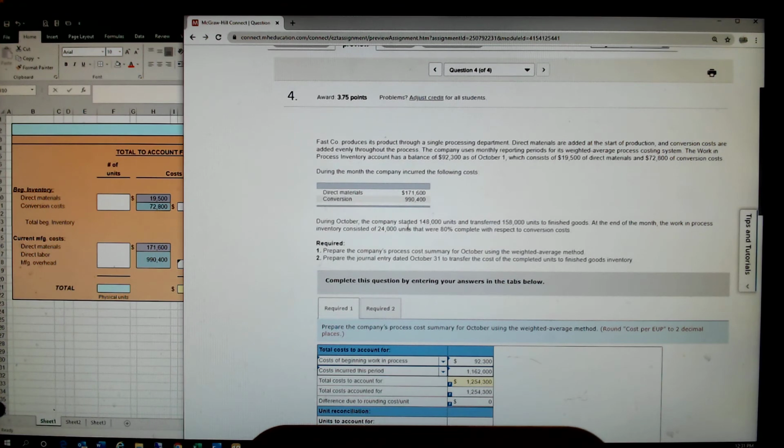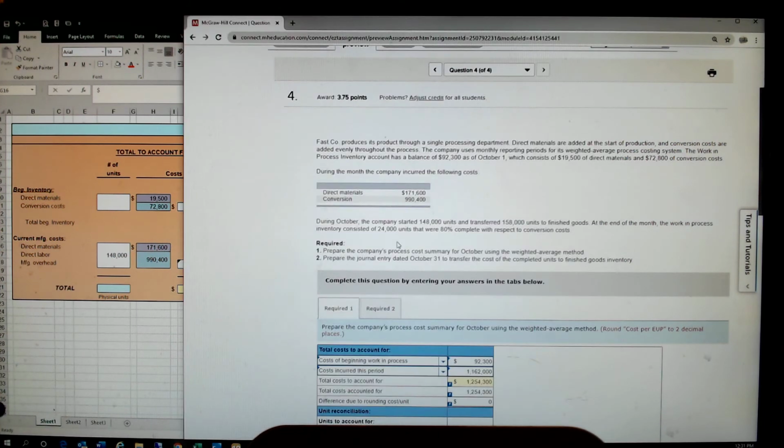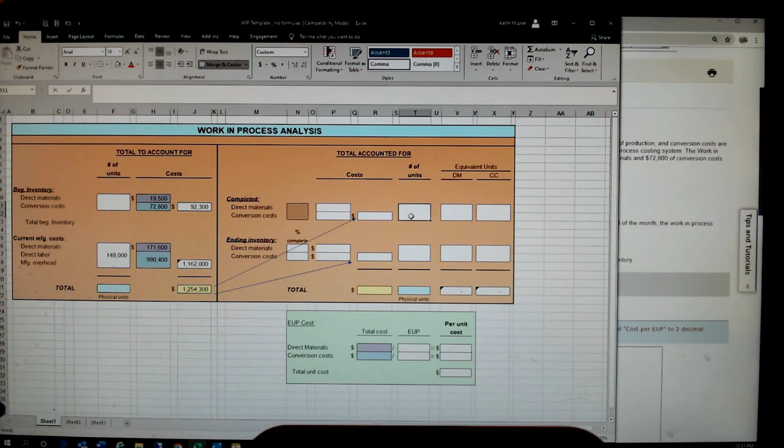During October, the company started 148,000 units, began 148,000 units. I wonder how many we're here to start with. I don't know. But it did say the company started 148,000, transferred 158,000 to finished goods. It finished 158,000.